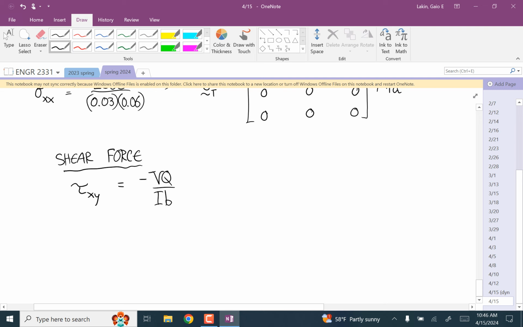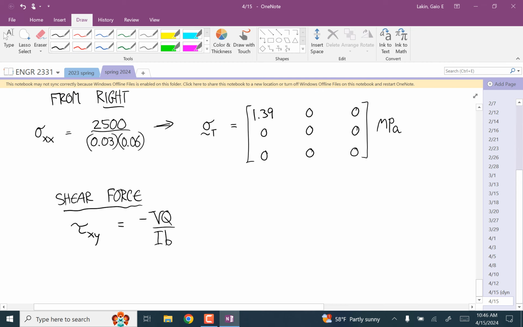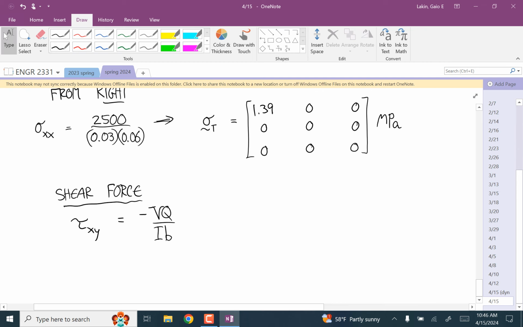Q is the area above the point that you're looking at times the distance to the centroid of the area above. How much area is there above the point that we're looking at? Yeah, none. So this Q is equal to 0, so this is 0. Anytime you're calculating a stress due to shear force, it's 0 at the top or the bottom, and it's at its maximum in the middle.